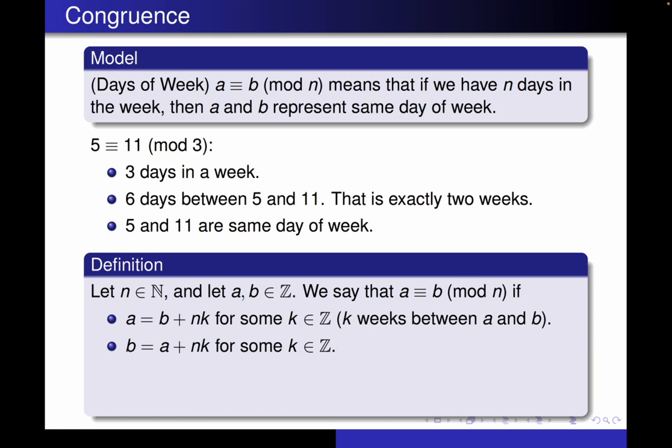It can work the other way around too. b is equal to a plus nk. Again, k is the number of weeks, but it might have the opposite sign depending on whether a is smaller or b is smaller. If we take that second equation and subtract a from both sides, you can see that n divides b minus a. And if we take the first equation and subtract b from both sides, you can see that n divides a minus b. So all 4 of those are logically equivalent. They're exactly equivalent to a being congruent to b mod n.